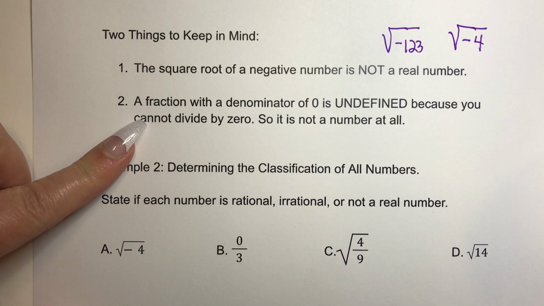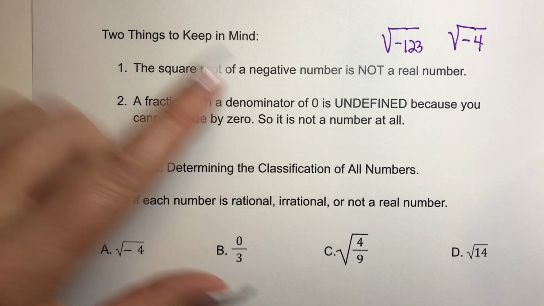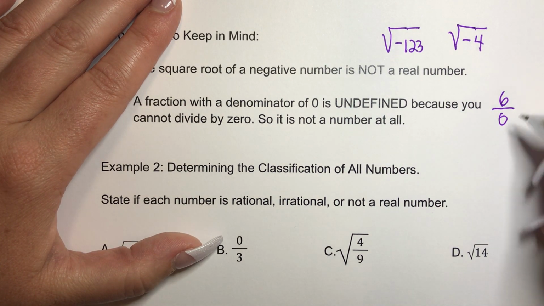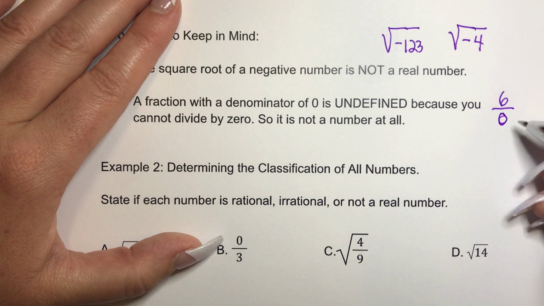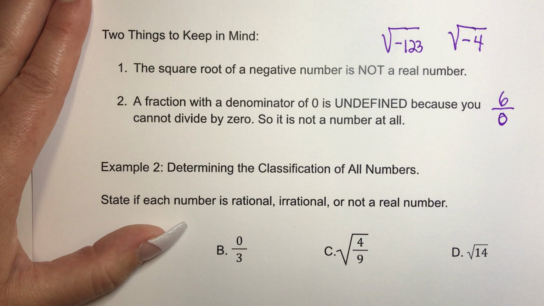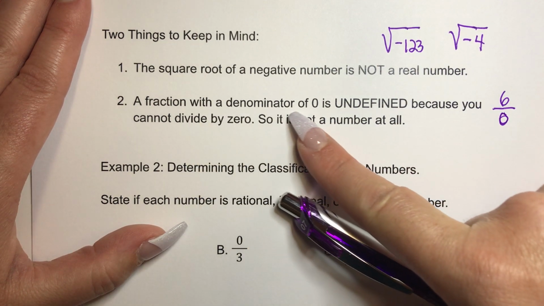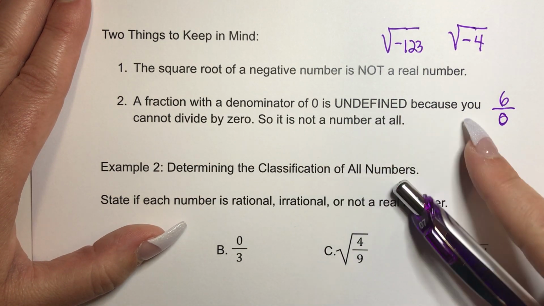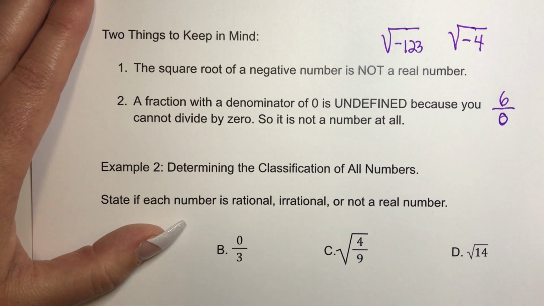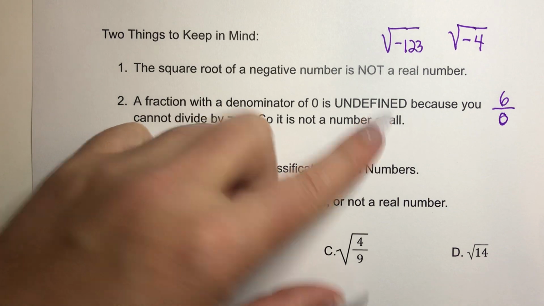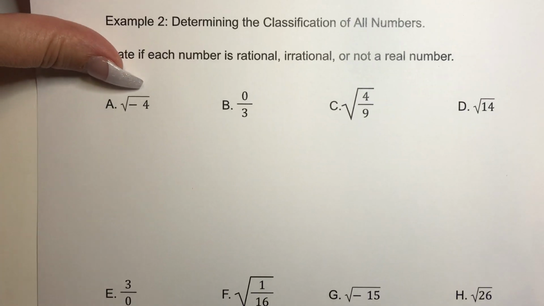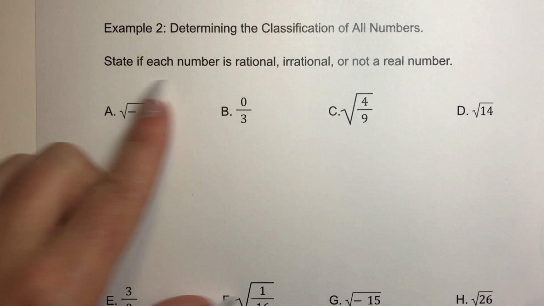Also, the second thing to keep in mind is a fraction with a denominator of 0. So let's say we have 6/0, okay? This is the numerator, that's the denominator. So when there's a 0 in the denominator, the bottom part of the fraction, a fraction with the denominator of 0 is undefined because you cannot divide by 0. So it is not a number at all, okay? So it is undefined. All right, so keeping those two things in mind, let's go ahead and look at example 2, and we're going to classify all the numbers.